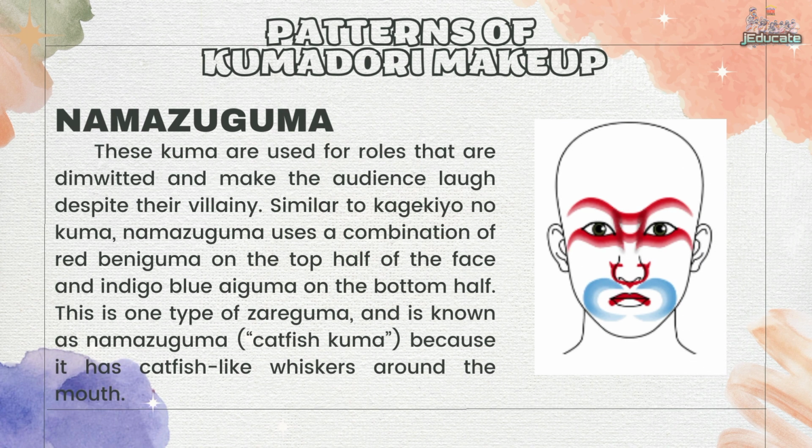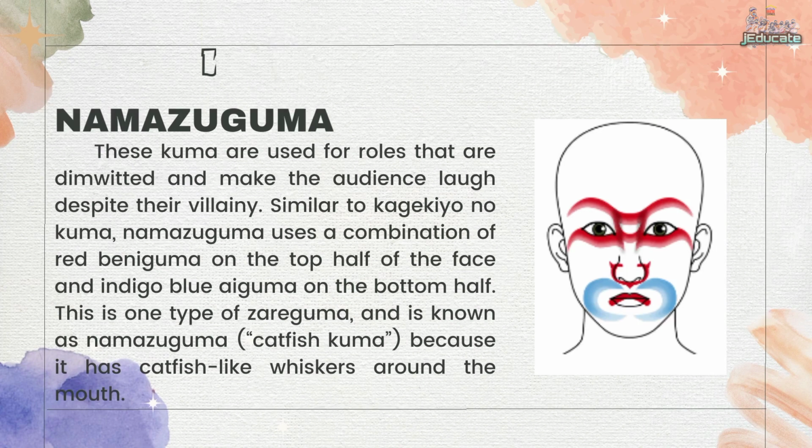Namazuguma. These kuma are used for roles that are dim-witted, and make the audience laugh, despite their villainy. Similar to Kagekiyo no kuma, Namazuguma uses a combination of red beniguma on the top half of the face, and indigo blue aguma on the bottom half. This is one type of zaraguma, and is known as Namazuguma, catfish kuma, because it has catfish-like whiskers around the mouth.